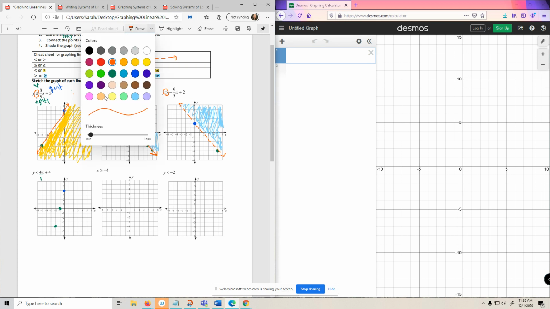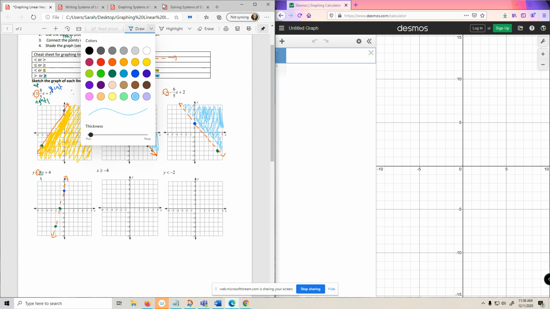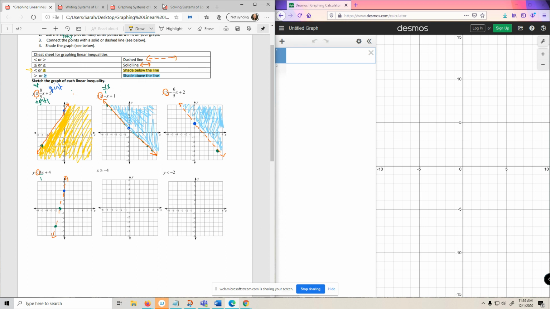Now let's look at our inequality sign. It is a less than. Less than, we are going to have a dashed line. Again, if you're drawing these by hand, do your best. And we are going to shade below that line because it is a less than. And so I'm going to shade everything that's underneath that line, which would be this portion right here.